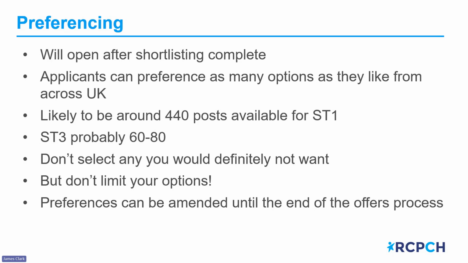Just to give you a rough idea of post numbers, for ST1 we're likely to have around 440 posts. ST3 is likely to be around 60 to 80 posts, roughly. ST3 posts we should know later in November, and again, keep an eye out on the website for where they appear. You can amend your preferences all the way through, and actually you can amend your preferences while offers are being made as well. So it's quite a flexible system.